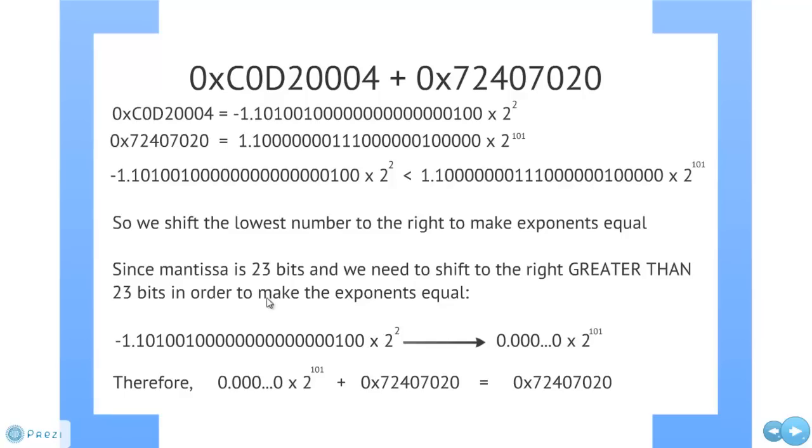And therefore, that makes this problem pretty simple, because all we really have is 0 times 2 to the 101, which of course is 0. Then we add that to the hexadecimal value 72407020, which of course will give you just that value, 72407020.